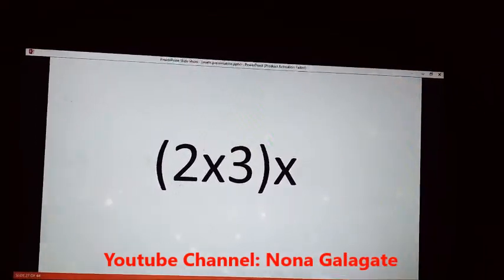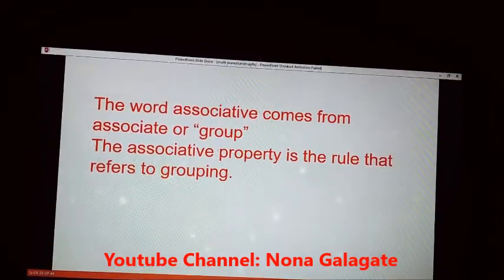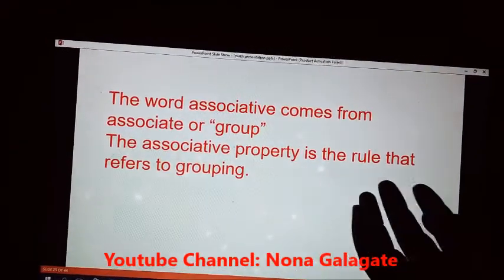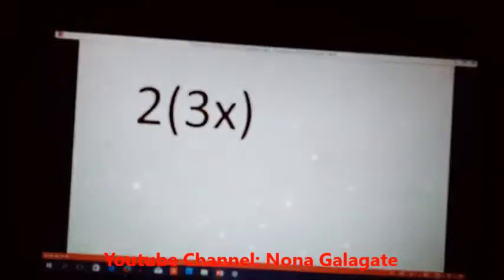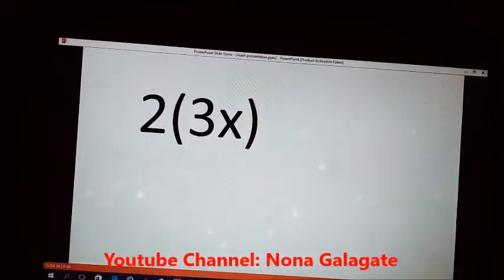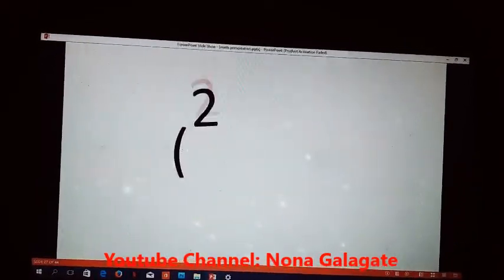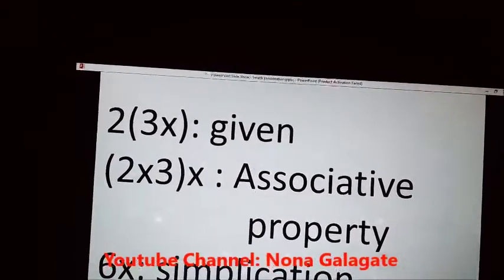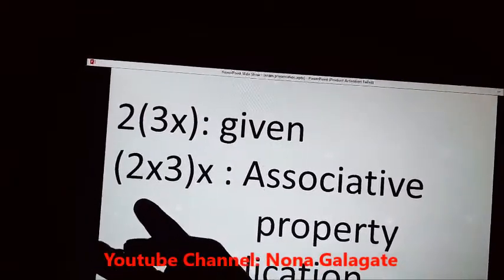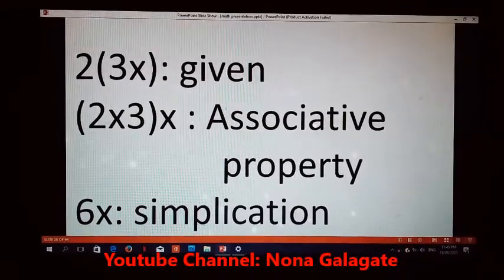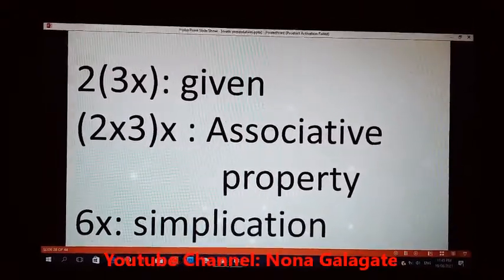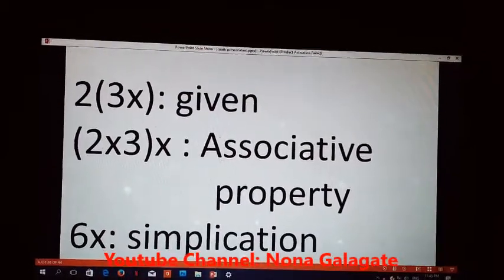Because in our definition, associative property refers to grouping. So we were going to group this one and not simplify. If we're going to simplify, the answer is 6x. And if we're talking about the associative property, the answer will be 2 times 3, open and close parenthesis, x.